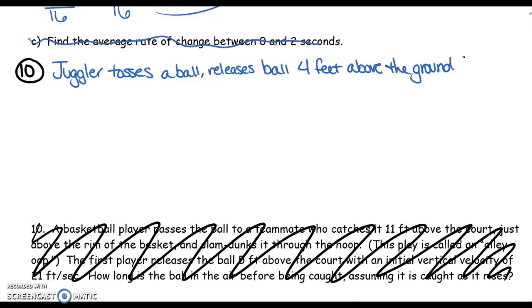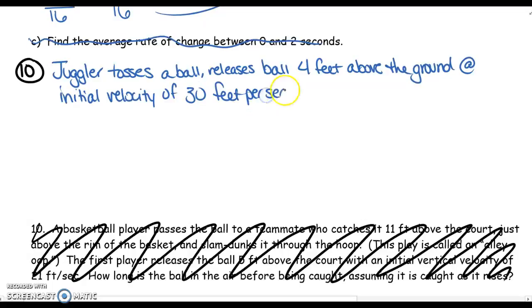Okay, so a juggler tosses a ball, and as he's tossing that ball, he releases the ball 4 feet from the ground at an initial velocity of 30 feet per second. He catches the ball after it falls to a height of 3 feet. How long is the ball in the air?